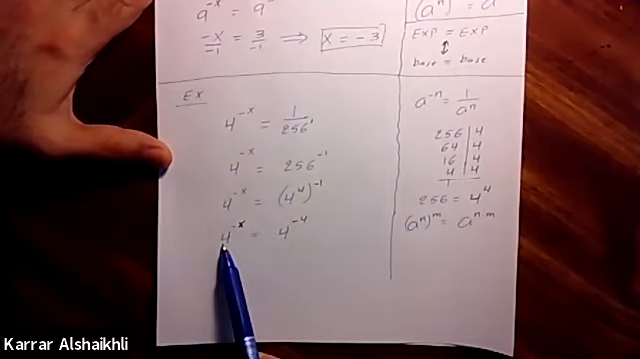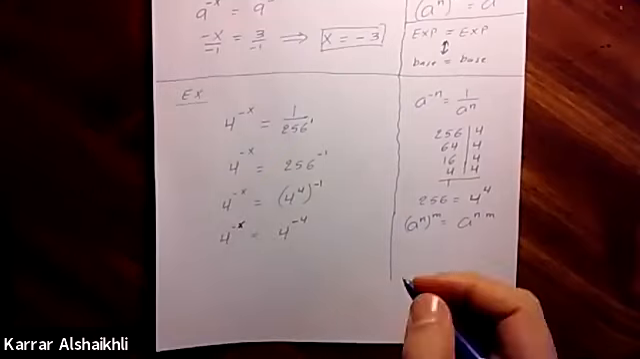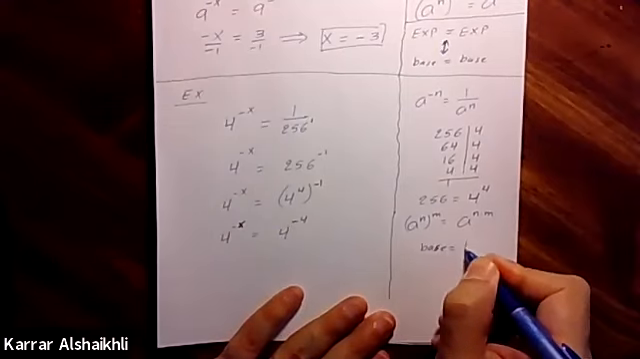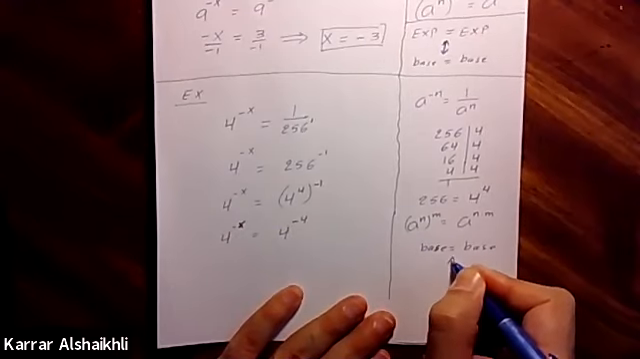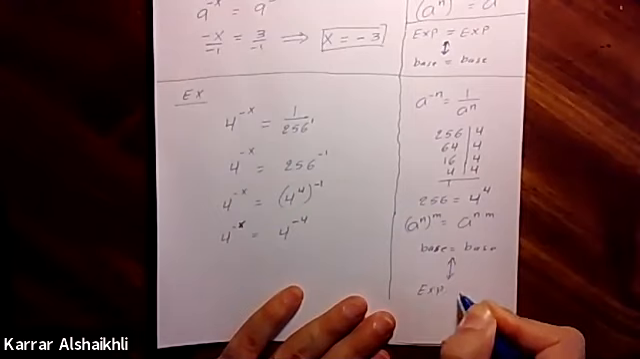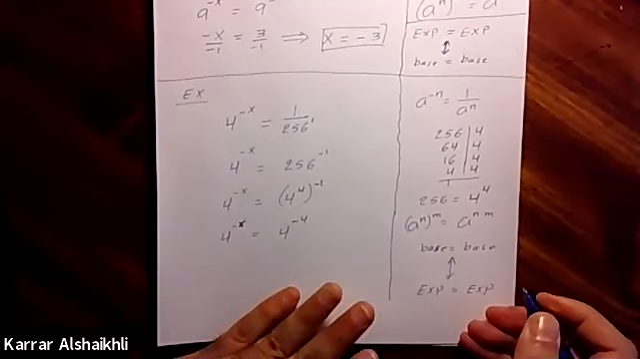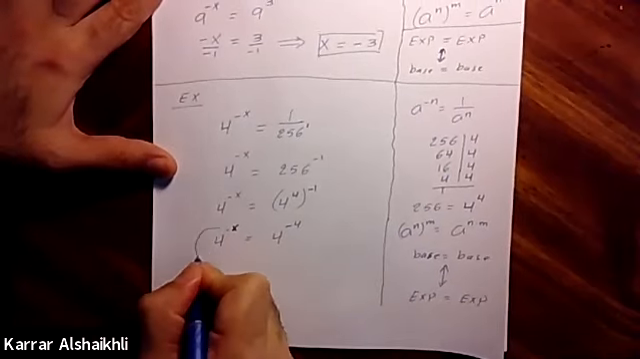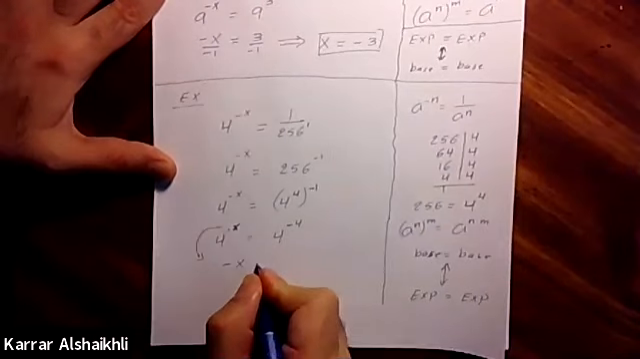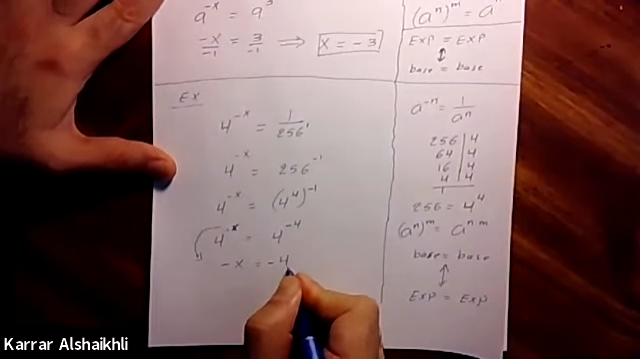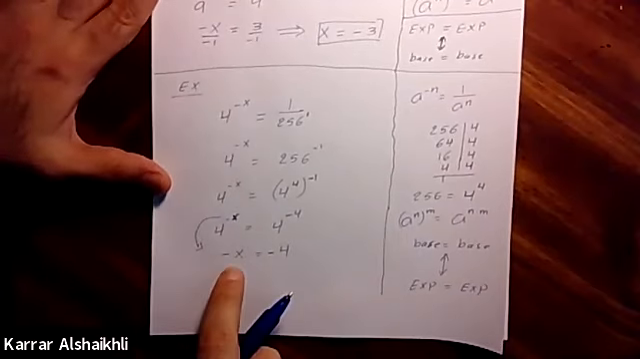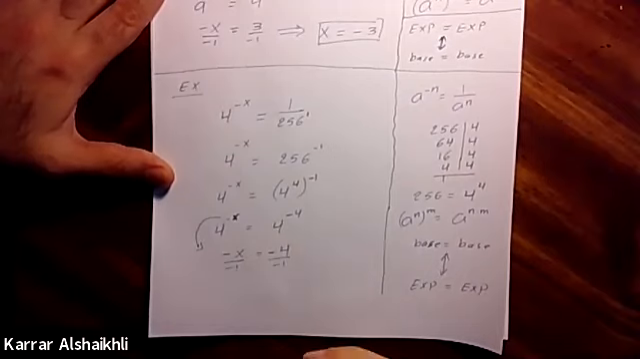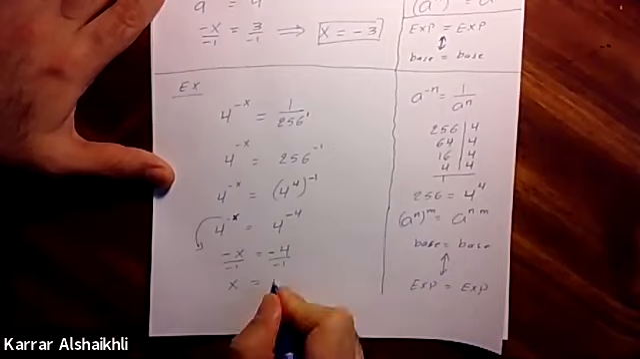I'm done. I have the same bases because the rule says if you have equal bases, that means you have equal exponents. Now, if you check here, I have equal bases. That means I have equal exponents. So I'm just going to write down the exponents. -x equal -4. Last step, I need to find the value of x, not -x. So I'm going to divide both sides by -1. So x is going to be equal to 4.